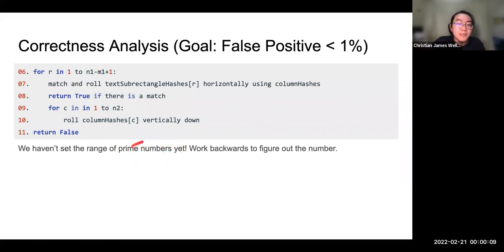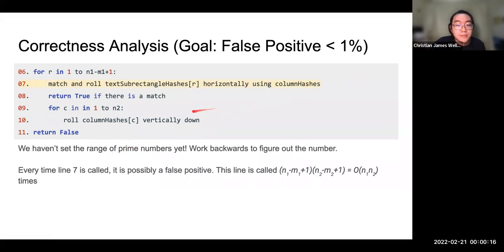We figure out an appropriate range so that it's actually less than 1%. And the reason we have to consider this is because every time line 7 is called, it's possibly a false positive, okay? And notice how this line is called O of n1 n2 times. So a false positive happens possibly this many number of times, right? It can happen many times, n1 n2 times to be exact. Okay, not exact, but O of n1 n2, okay?